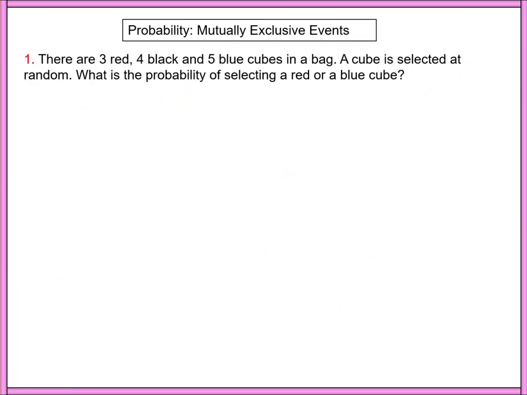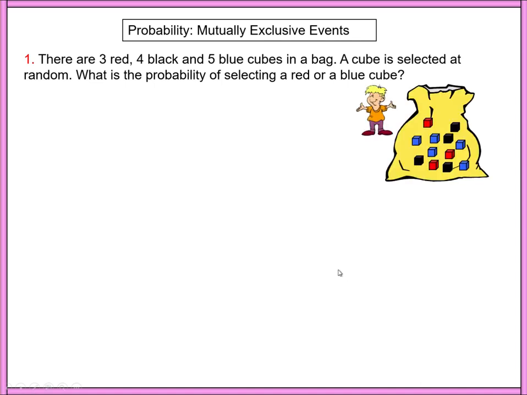So, question. 3 red, 4 black and 5 blue cubes in the bag. 1 cube selected at random. What's the probability of selecting a red or a blue cube? So that's a nice diagram for us. Probability of selecting a red or a blue. And that word there is key, or. So we've got 3 red and 5 blue. Altogether gives us 8 out of a total of 12.